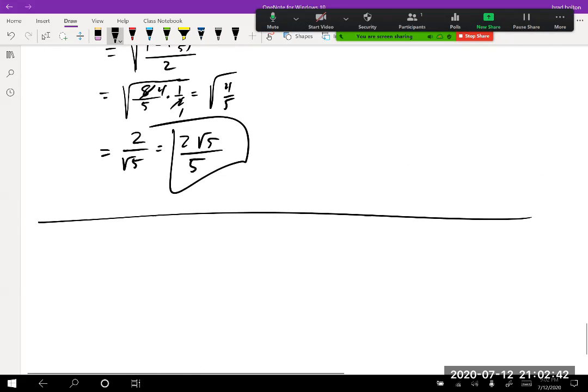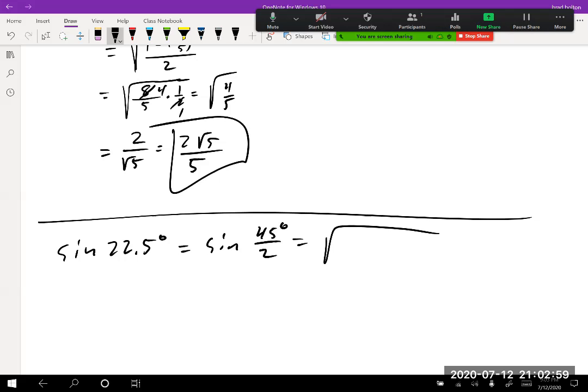One last one, give you guys, this is a nice one. So what if I gave you the sine of 22.5 degrees? Well, you guys know that that's actually the sine of 45 degrees divided by 2. So then you guys hopefully can go from there. You guys know that this is going to be the square root of 1 minus the cosine of 45 degrees, divided by 2. But you know that will become the square root of 1 minus the square root of 2 over 2, over 2.